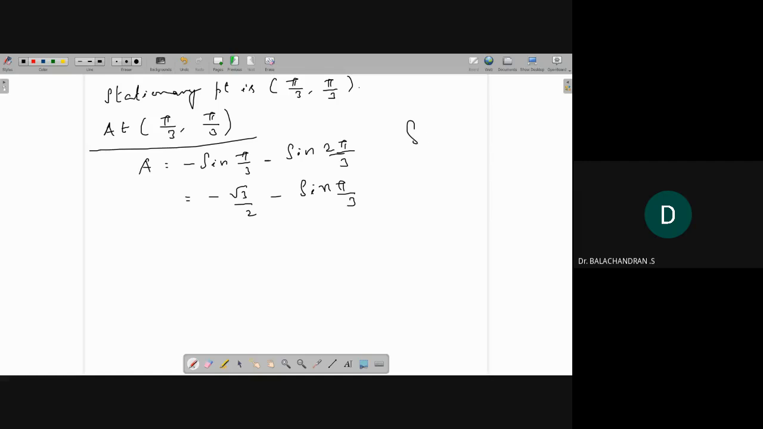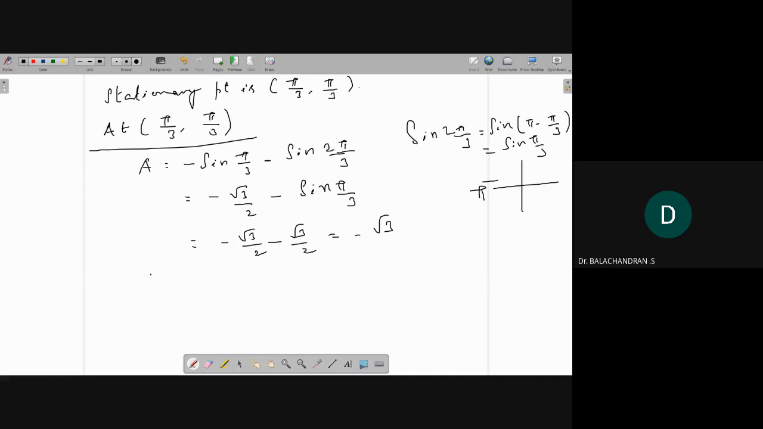because you can write sine 2 pi by 3 as sine of pi minus pi by 3. So 3 pi minus pi is 2 pi by 3. So pi minus again is in the second quadrant, and in the second quadrant sine is positive. So sine of pi minus pi by 3 is nothing but sine of pi by 3. So sine 2 pi by 3 is the same as sine pi by 3. So minus root 3 by 2 minus root 3 by 2, so you'll get minus root 3.